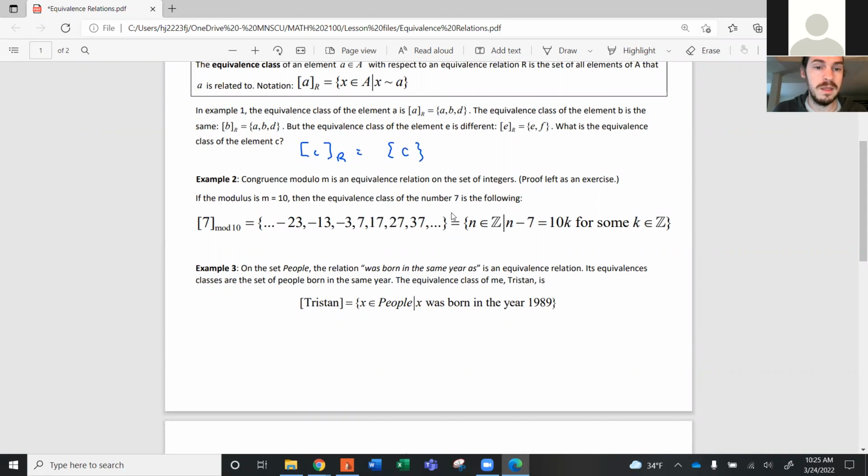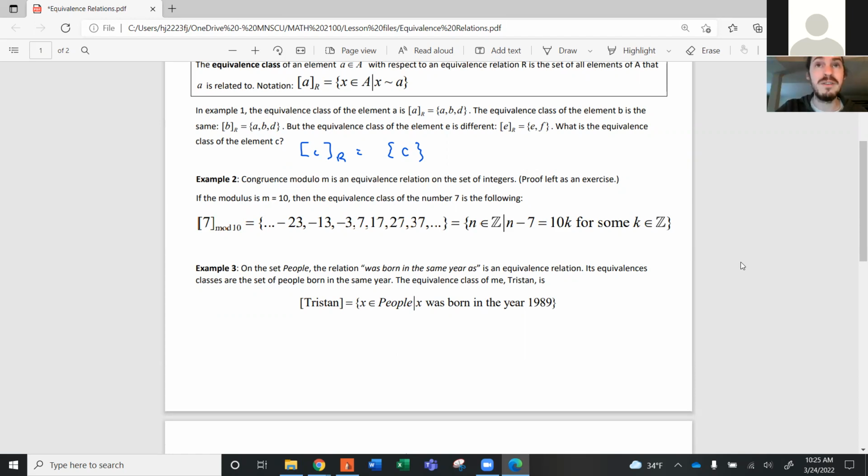For example, if we pick the modulus 10, then here's my example. The equivalence class of the number 7 is this, right? These aren't all of them. I put ... at the beginning and the end because there's an infinite number of different integers that are congruent to 7 mod 10. The distance between these numbers is 10. If you keep adding 10 or subtracting 10, you can get infinitely many numbers in this set. So you can write it like this. It's the set of all integers n such that n minus 7 is a multiple of 10.